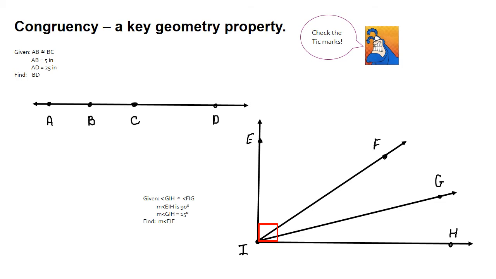Congruency is a key geometry property. Remember, the symbol for congruency is a sideways S. That means similar, same shape, and an equal sign: similar and equal to.